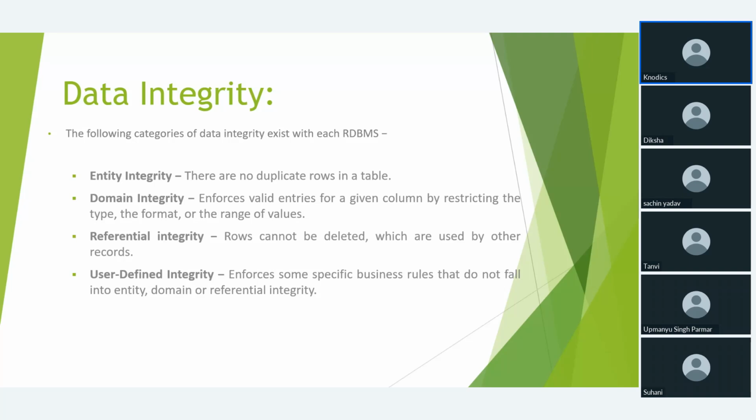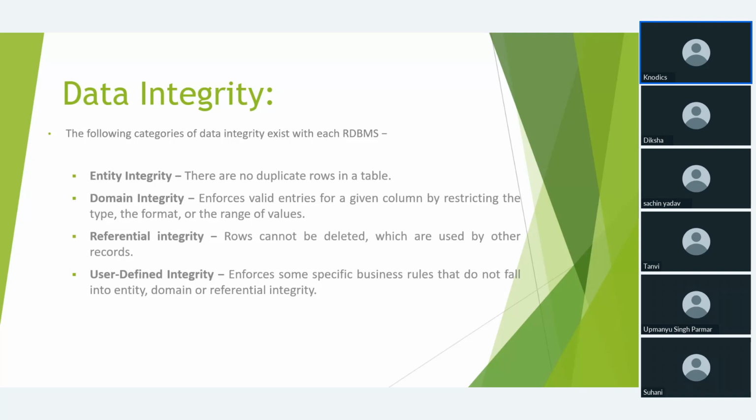Then domain integrity is to enforce that all valid entries are given by restricting the type, format and range of values, so that when somebody is selecting a date, he is not selecting 29 February 2025. Understood?